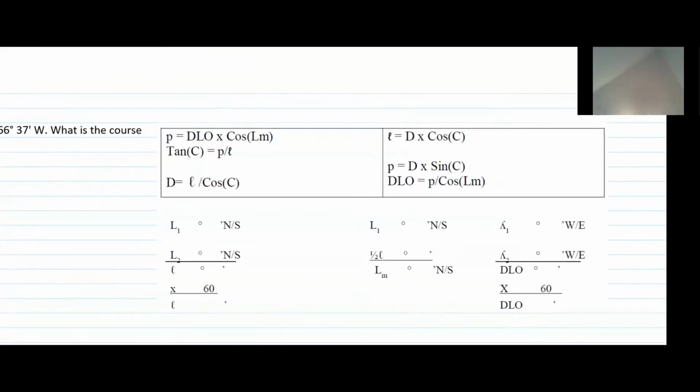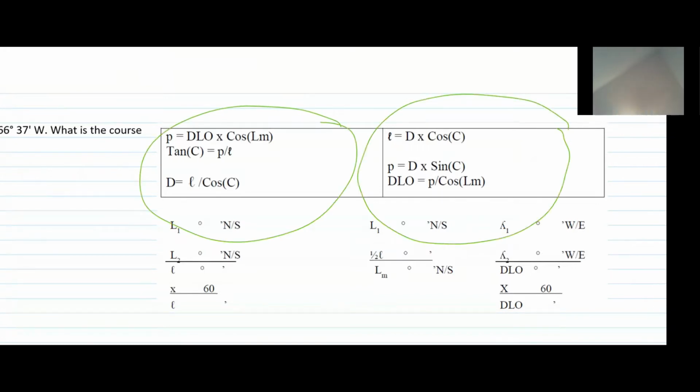We have two sets of equations we can use for this problem. We can either use the ones on the left or the ones on the right. The ones on the left are for problems that give both latitudes and longitudes, so you have both your starting latitude and longitude and your ending latitude and longitude. For the equations on the right, you are missing your ending latitude and longitude. In this problem, we have both of our latitudes and both of our longitudes, so we'll be using only the first set on the left.